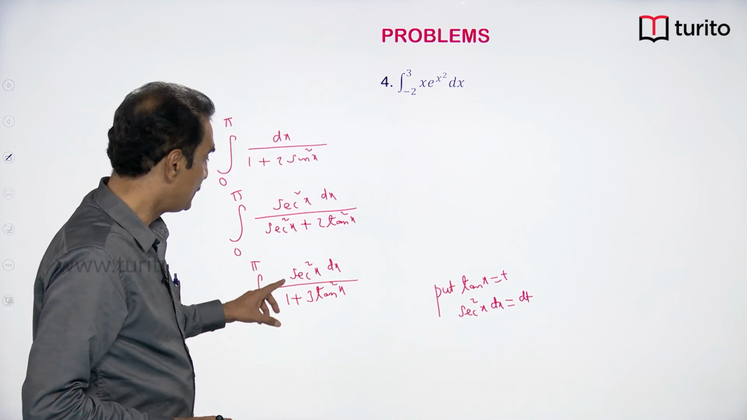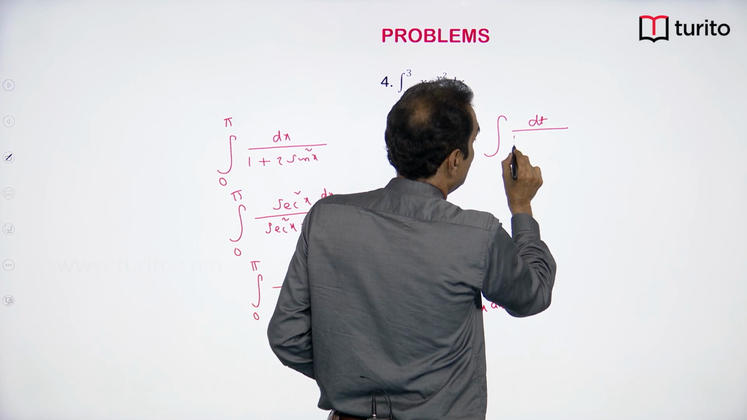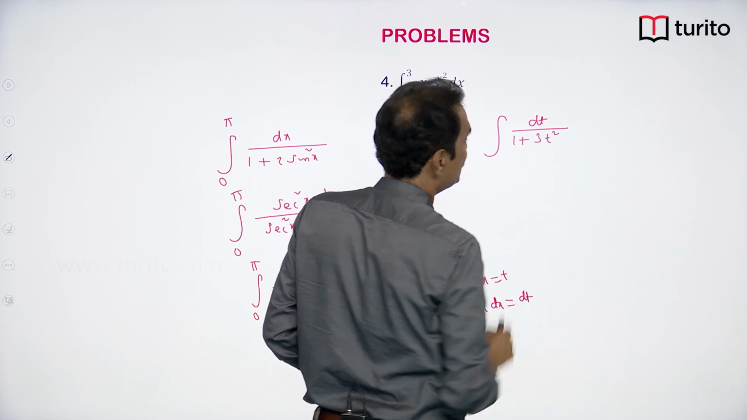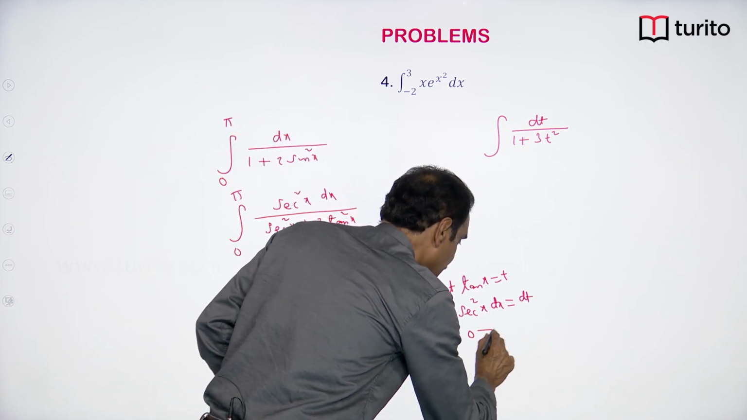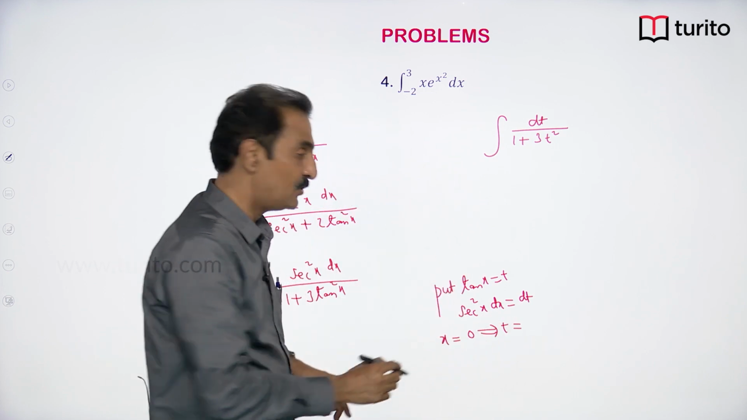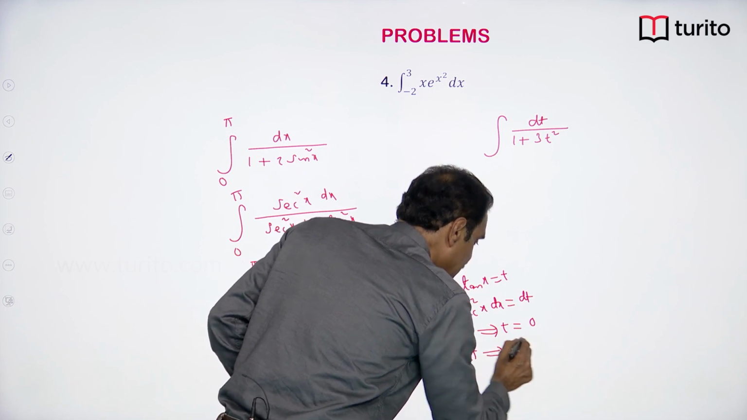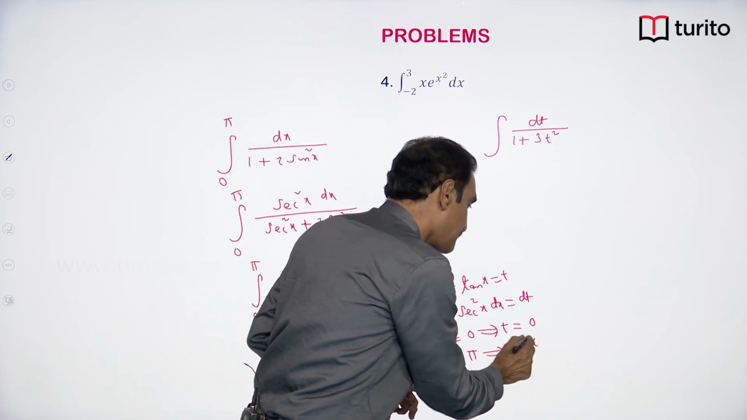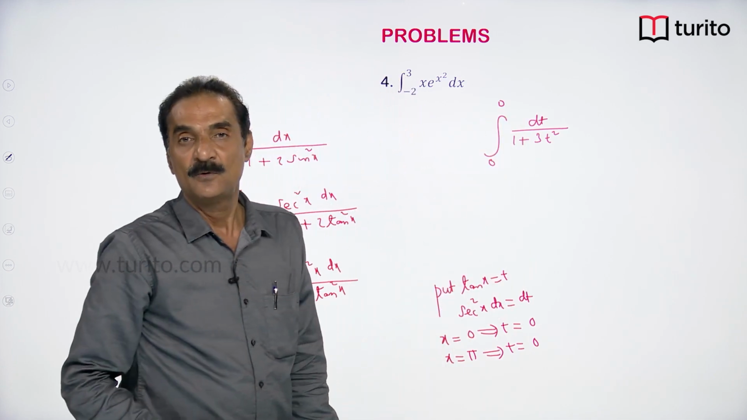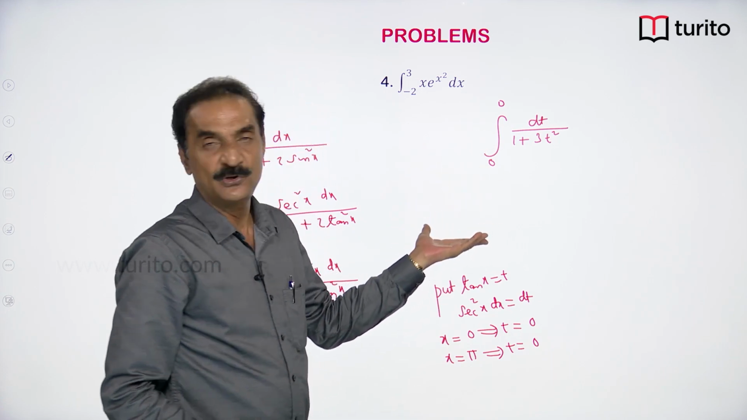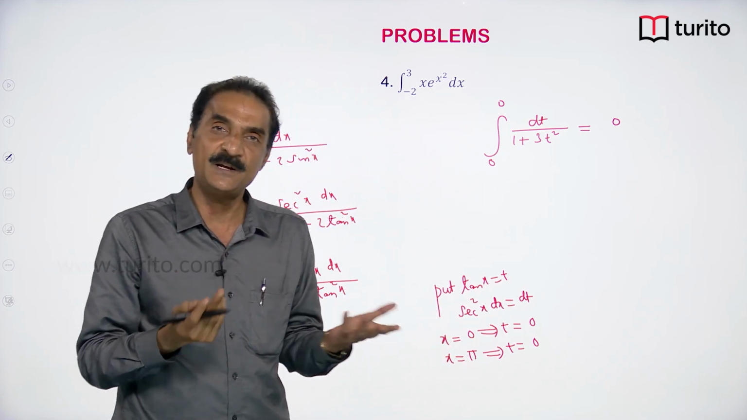Then, what will be the integral? Integral dt by 1 plus 3t square. And what are the limits? If x is equal to 0, then t is equal to tan 0, 0. If x is equal to pi, then what is the value of t? Again 0, tan pi is 0. So, the limits of t are 0 to 0 dt by 1 plus 3t square. What is integral 0 to 0 dt by 1 plus 3t square? 0. When the upper limit is equal to lower limit, integral is 0.